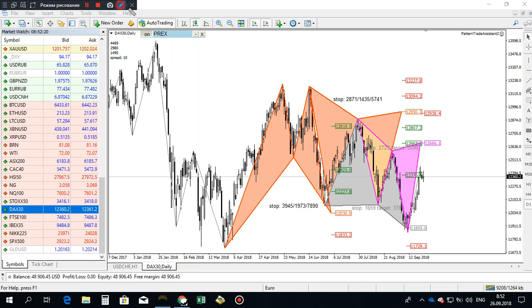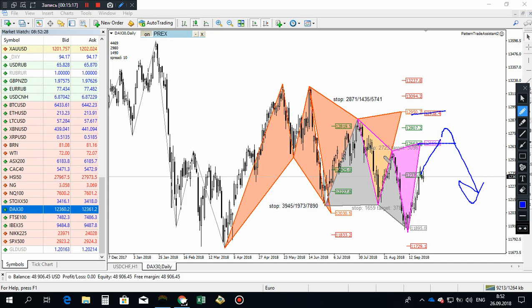So if price goes here, yes, somewhere within this zone, expect a selling opportunity. And again, it is basically the same, just support resistance trading.